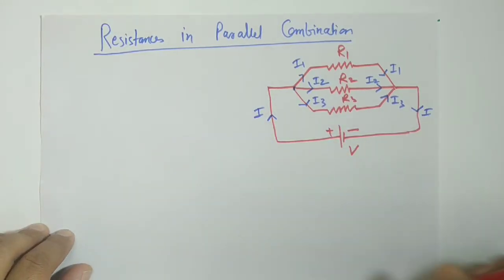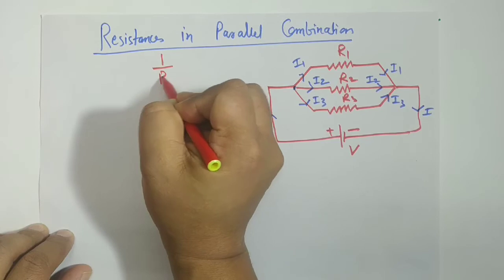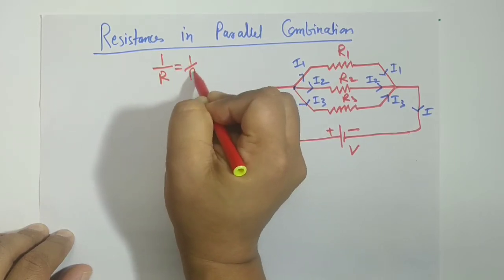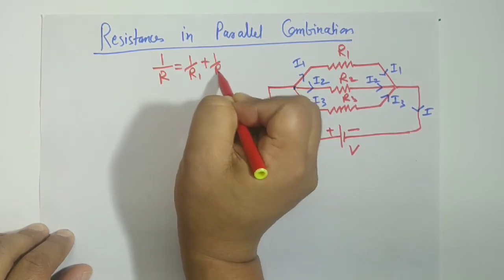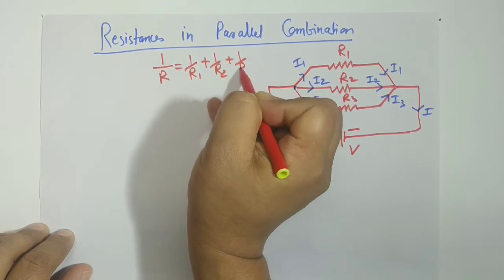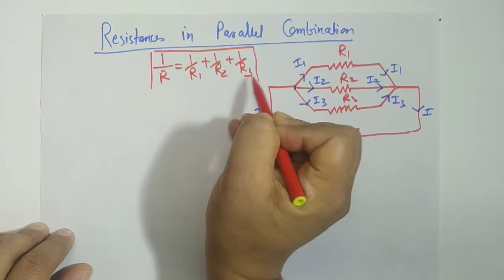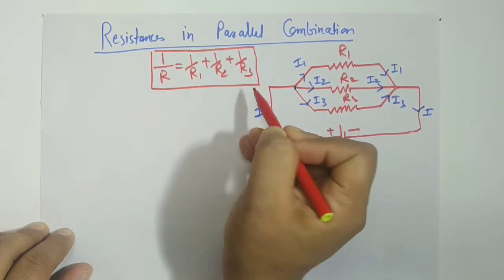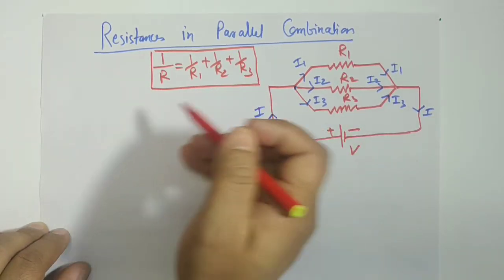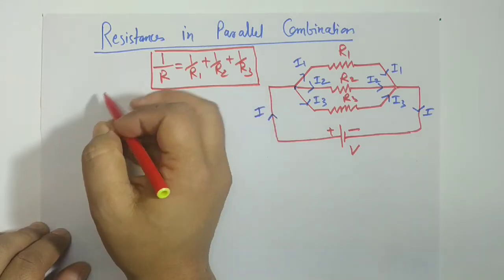I think all of you know that 1 upon R is equal to 1 upon R1 plus 1 upon R2 plus 1 upon R3. We have gone through this in class 10th also. Very simple. It is just the reverse of the capacitances. So we will just follow it.